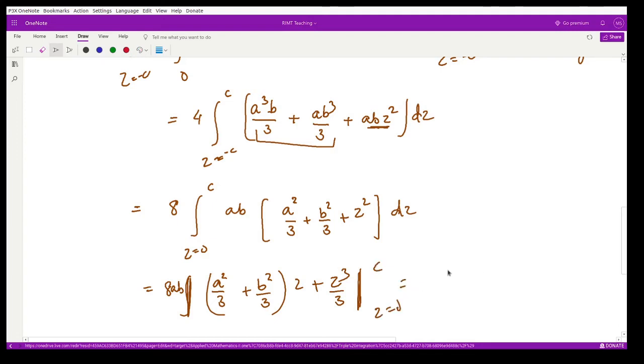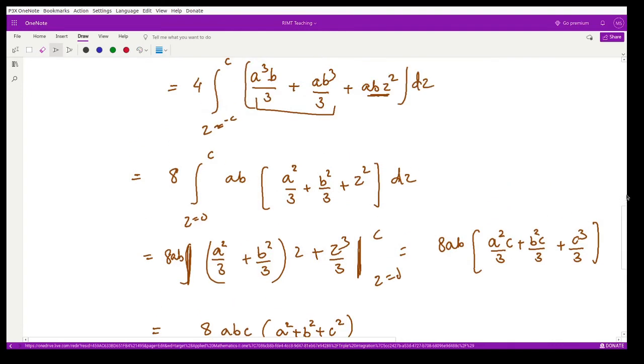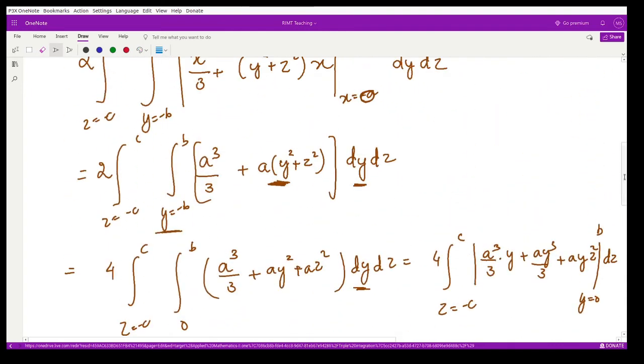So this quantity becomes 8ab into a square by 3 c plus b square c by 3 plus c cube by 3. So when you simplify this, your final answer would be 8 upon 3 abc into a square plus b square plus c square. So this is how you perform the integration whenever your limits are constants, right?